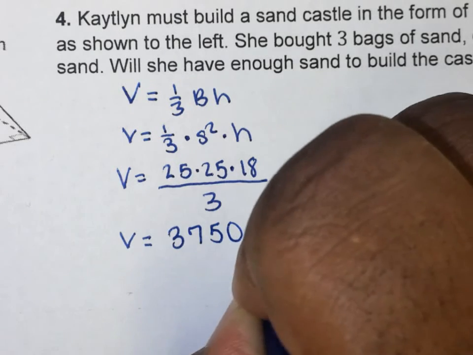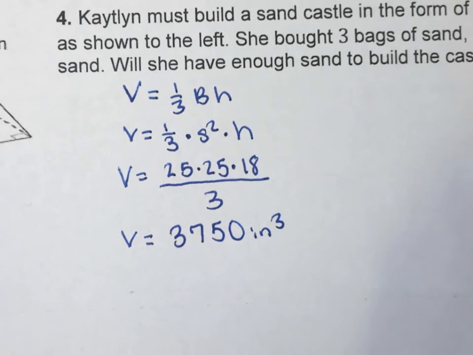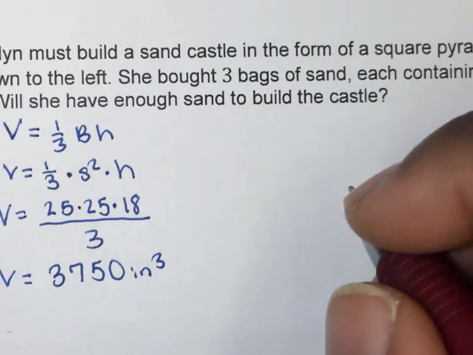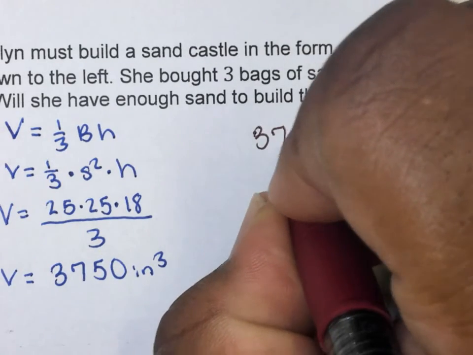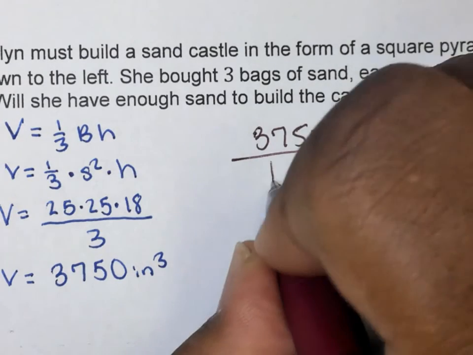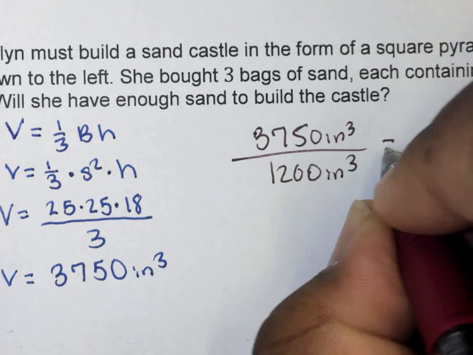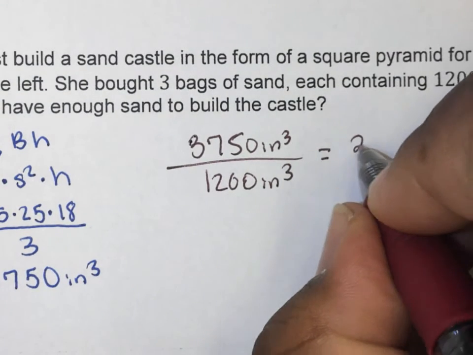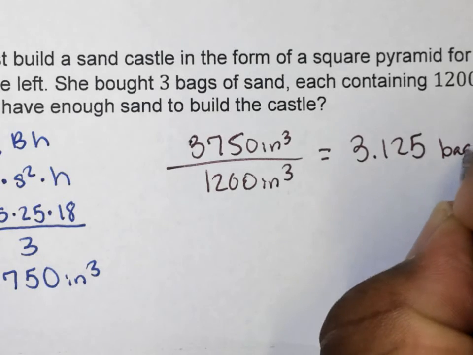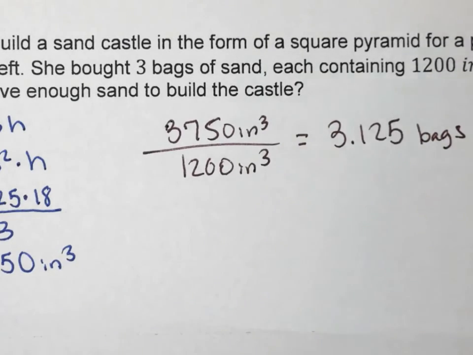3,750 cubic inches. That's how much the castle can hold. So, taking that number, 3,750 inches cubed, dividing by 1,200 inches cubed, you're going to get 3.125 bags. So I ask you again, is she bringing enough sand?